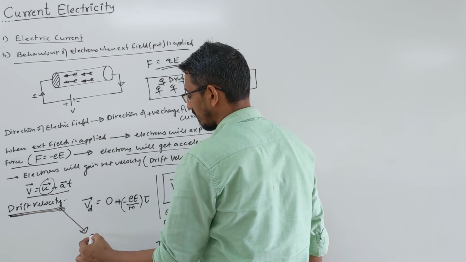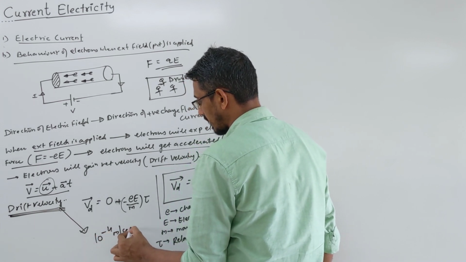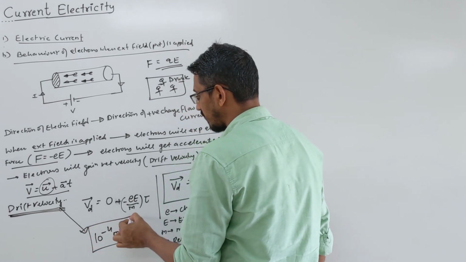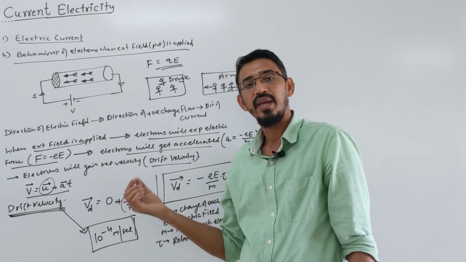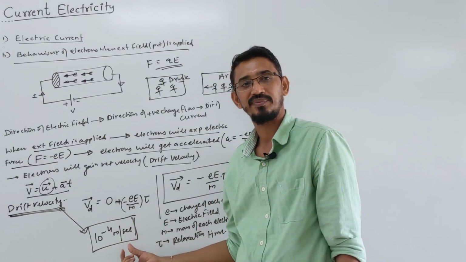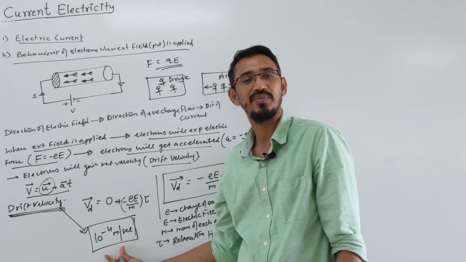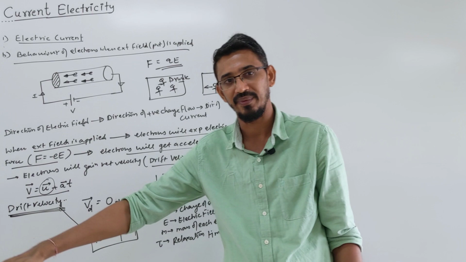Numerically, the order of this drift velocity is around 10 power minus 4 meter per second. Watch it carefully, it's a very small speed, very low. 10 power minus 4 meter per second. Yes, it's very small. That's why they're calling it drift velocity. Drift means slowly drifting.